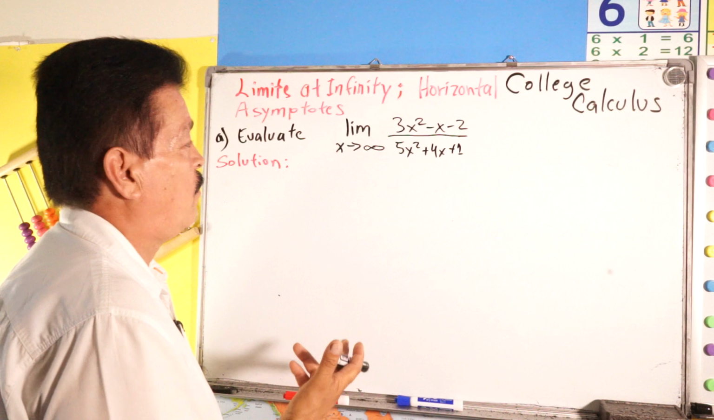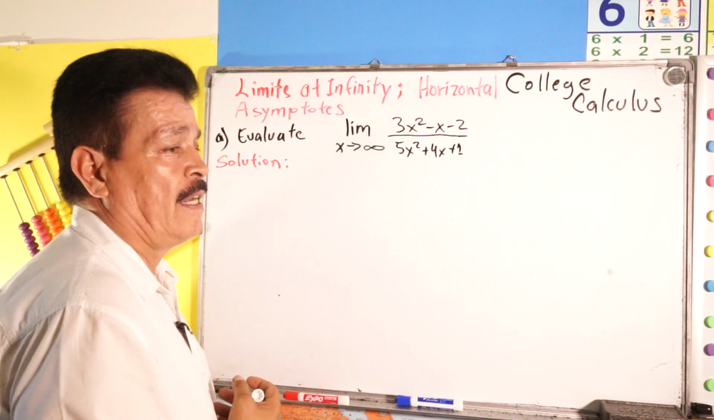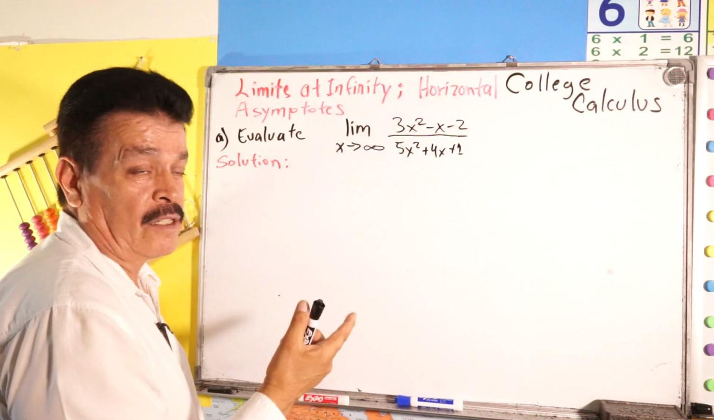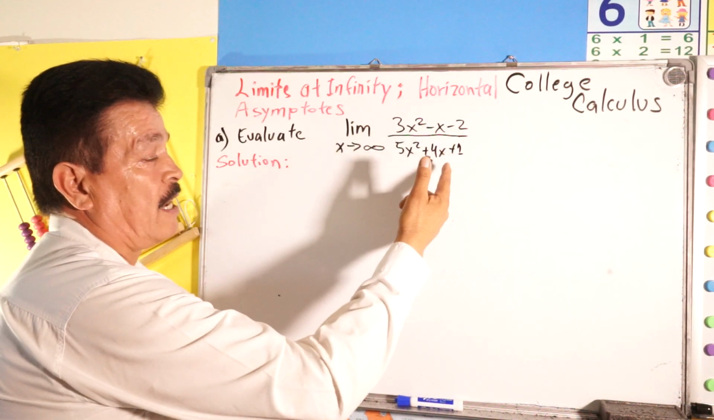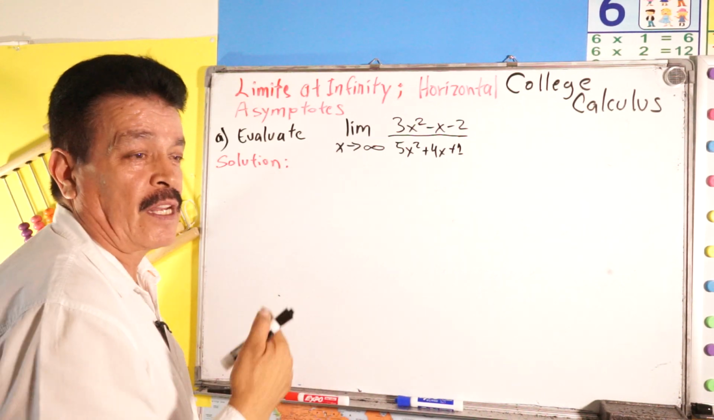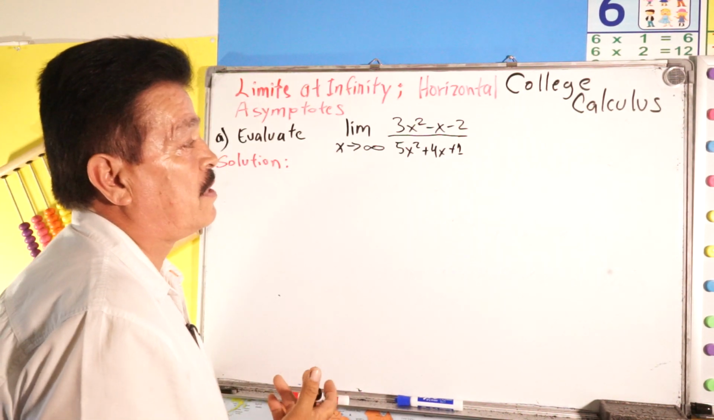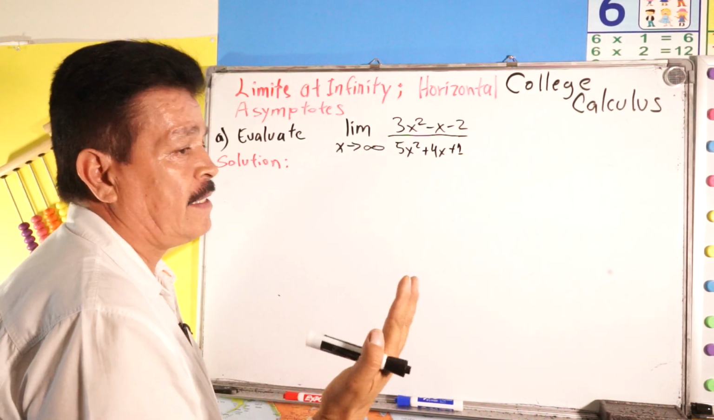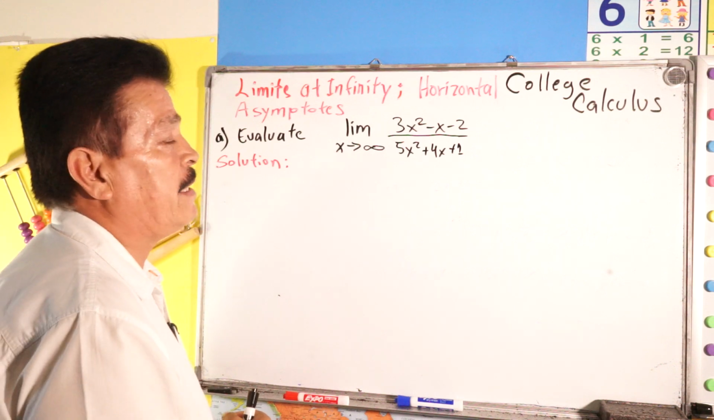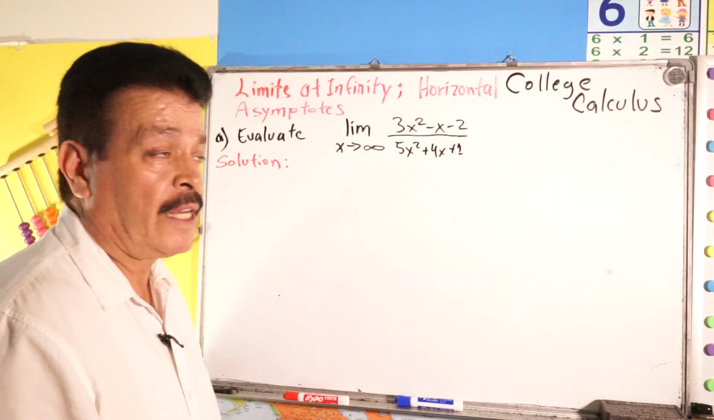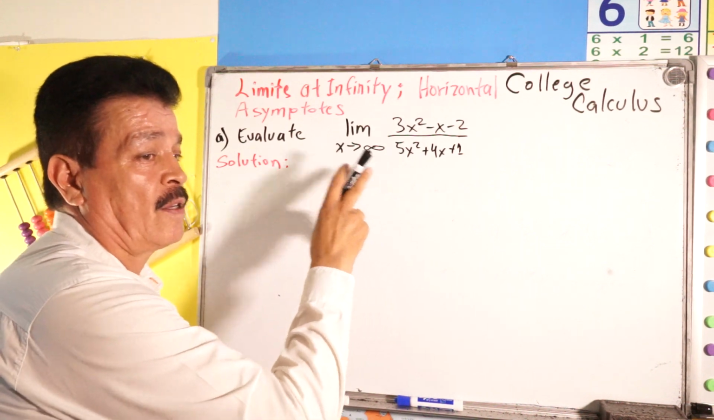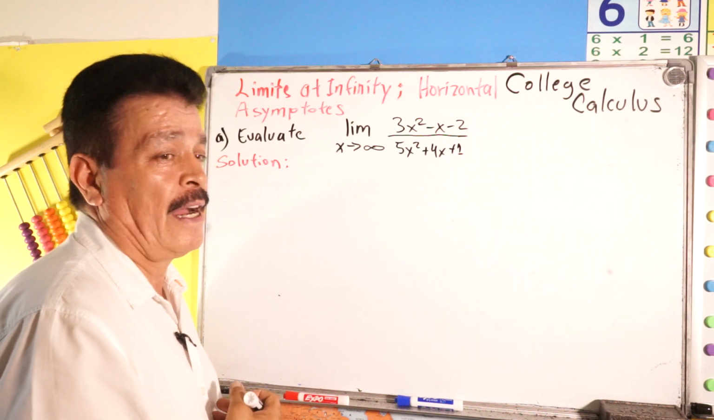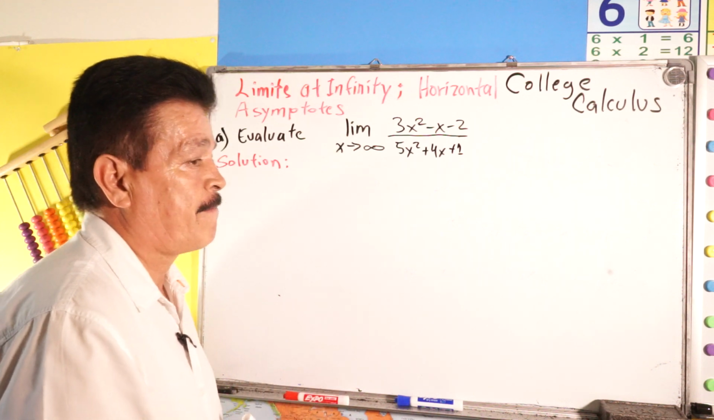The solution for this problem: as x becomes large, both the numerator and the denominator become large too. So it isn't obvious what happens to the ratio. We need to do some preliminary algebra.